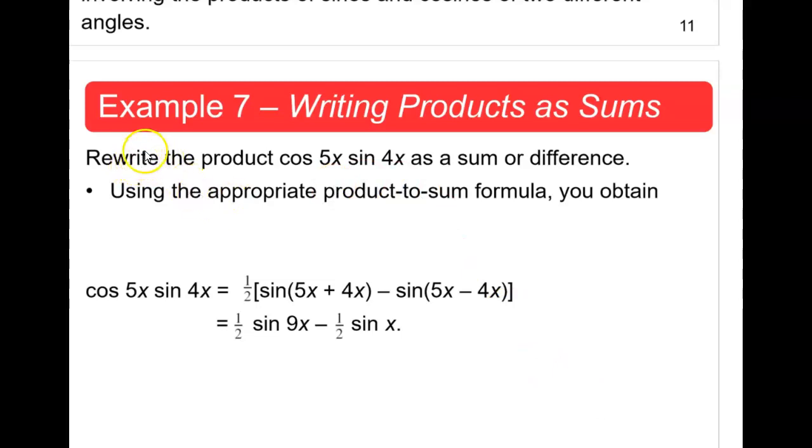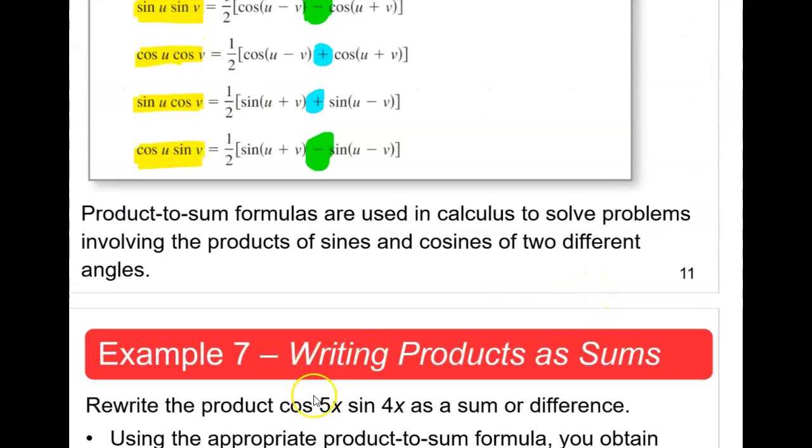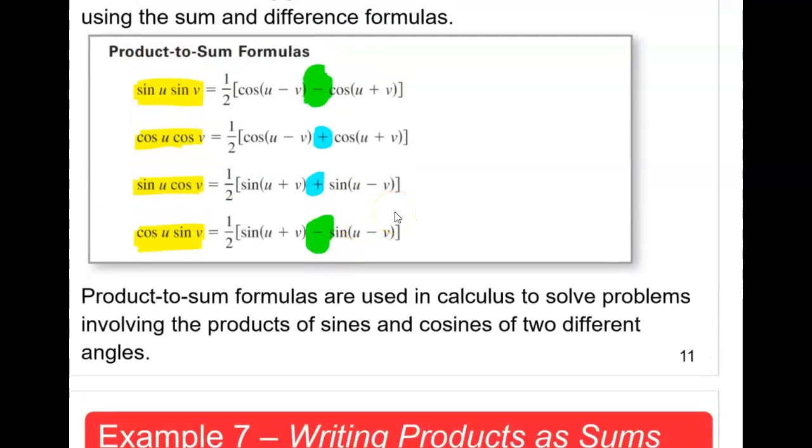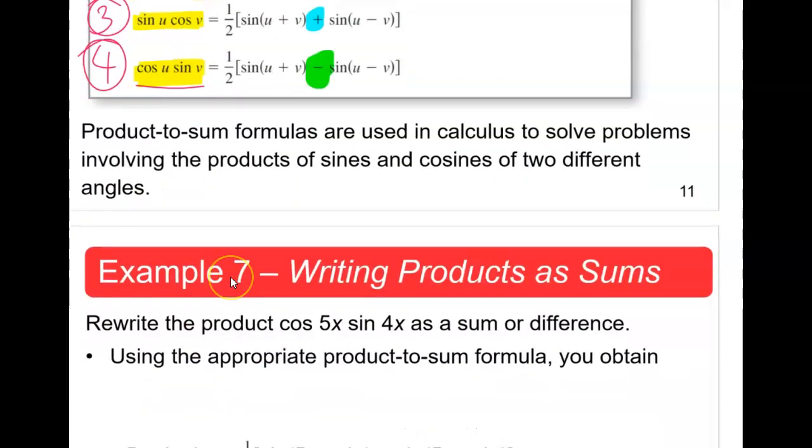And we have the instructions: rewrite the product cosine of 5x times sine of 4x as a sum or difference using the appropriate product-to-sum formula. So as you notice, the product is cosine and then sine, so the one that looks like it is the last one here. Let's go ahead and number them, 1, 2, and make sure you write this in your notes. It also goes to your formula sheet. So we're going to use that formula, number 4. Let me just write it down here again so we can see it.